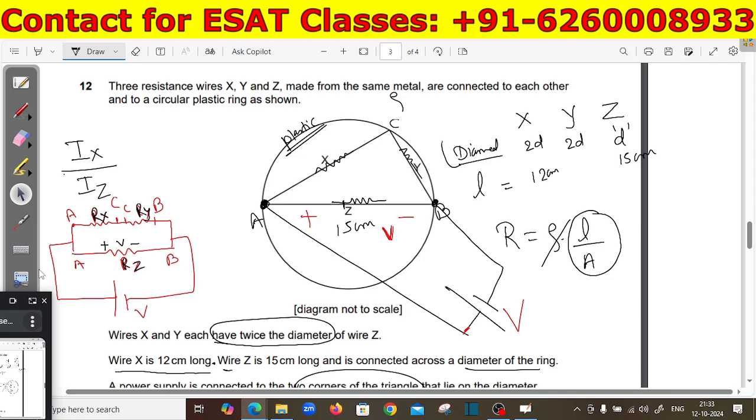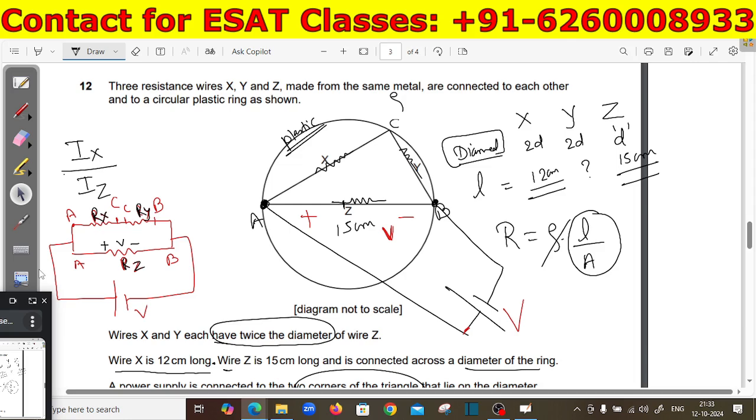For the cross section area, we have the information about their diameter. For the cross section comparison or the ratio, we have the diameter, but for the comparison of length, we don't have the length of all these resistors. Are you getting my point? You have the length of this X, you have the length of this Z, but you don't have the length of this Y. So first try to find the length of Y. Are you getting my linking?